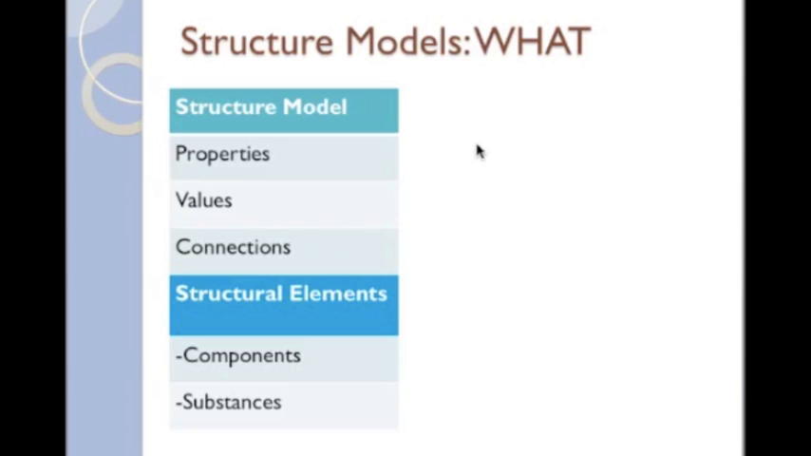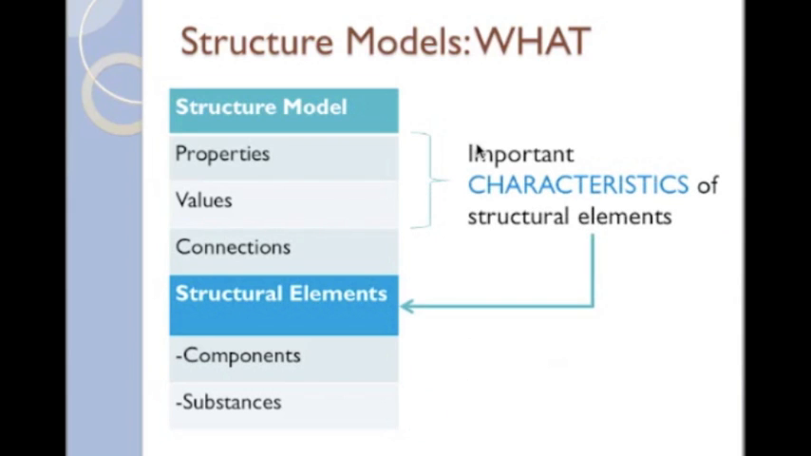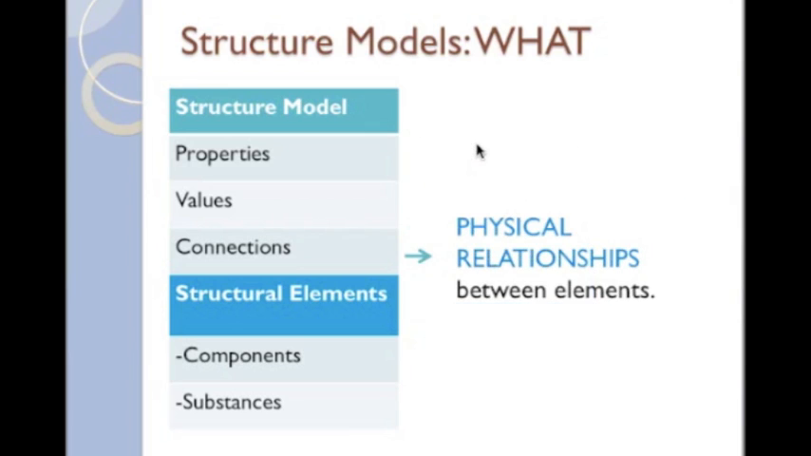Structure models describe the relevant structural elements of a system, that is, physical components and substances in a system. Think of this as the what of a system. Structure models also consider the properties and values of the elements, which help describe important characteristics of physical components. Finally, structural connections describe the physical relationships between structural elements.